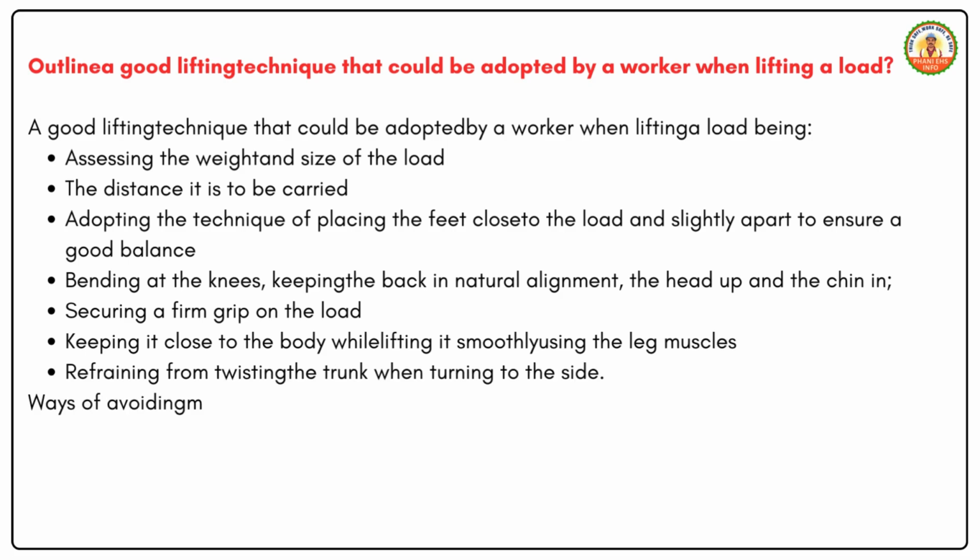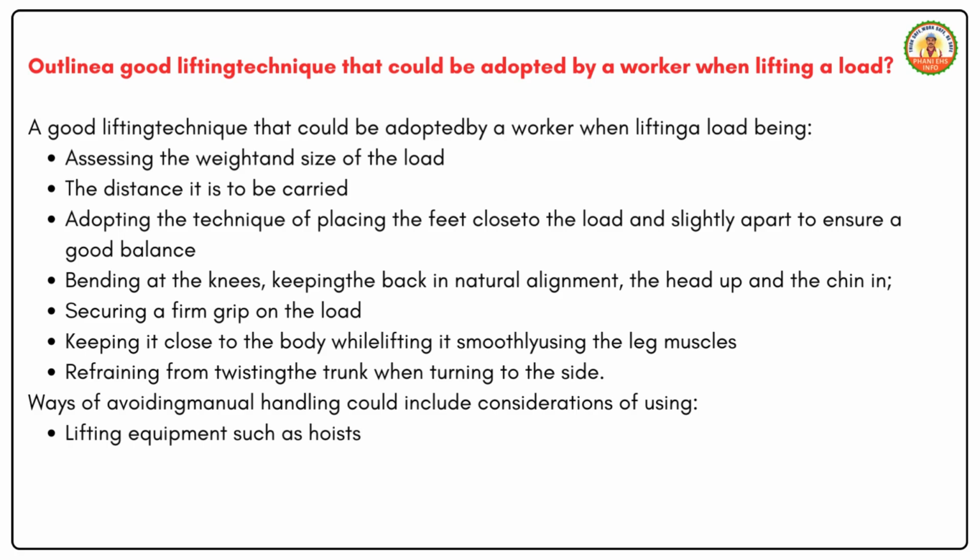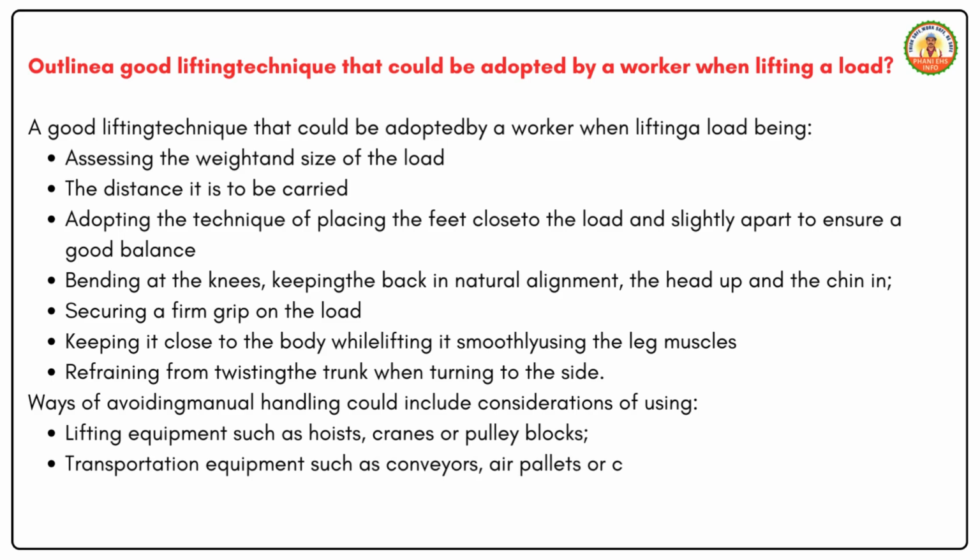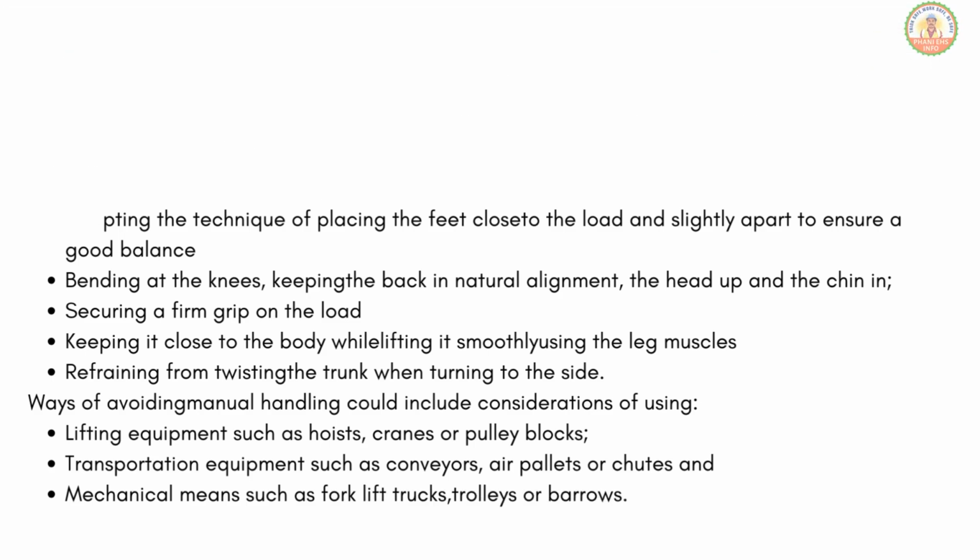Ways of avoiding manual handling could include considerations of using lifting equipment such as hoists, cranes or pulley blocks, transportation equipment such as conveyors, air pallets or chutes, and mechanical means such as forklift trucks, trolleys or barrows.